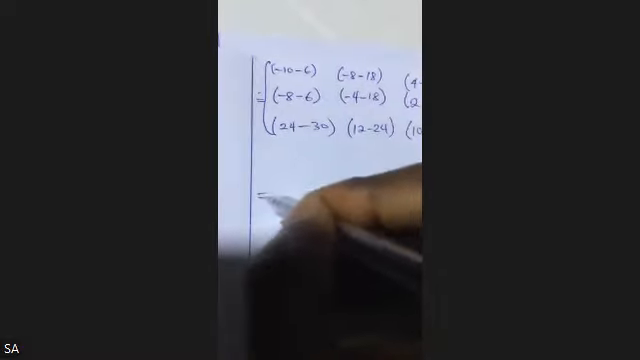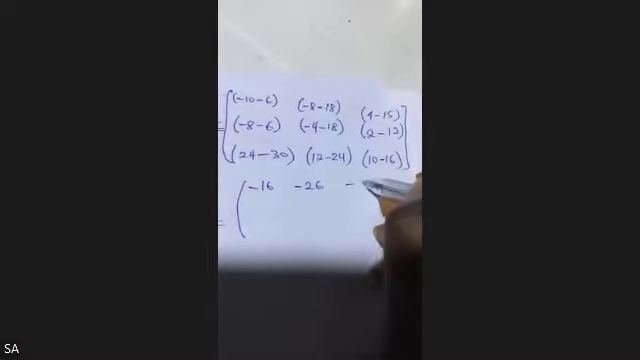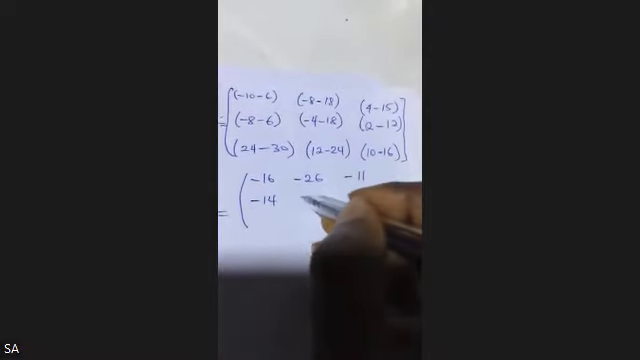Put your brackets here. So this will give us, let's go step by step. Minus 10 minus 6 is minus 16. Minus 8 minus 18 is minus 26. 4 minus 15 is minus 11. Minus 8 minus 6 is minus 14. Minus 4 minus 18 is minus 22.